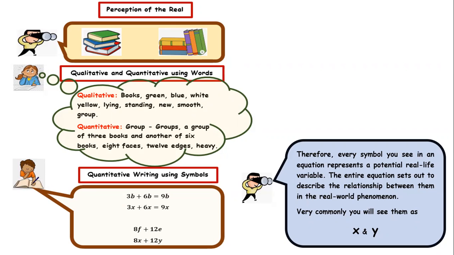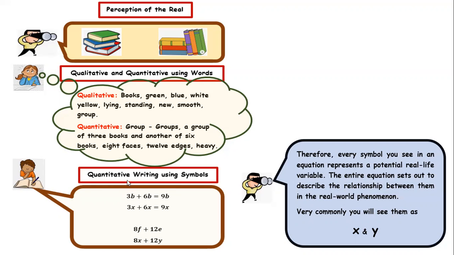Okay. Now, these words that you are thinking can be written, and then you have quantitative writing using symbols. So these words are translated to symbols. So the word 3 here is a symbol for it. You can use B, the letter B for the word book. You can use the plus sign for the word and, and this is a sign for the equal sign. This is a sign for the number 9, N-I-N-E. And then you can translate B to X.